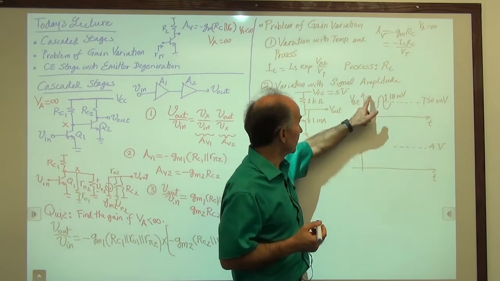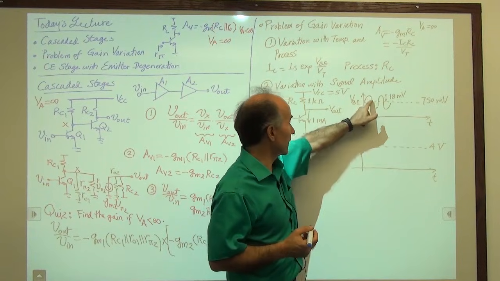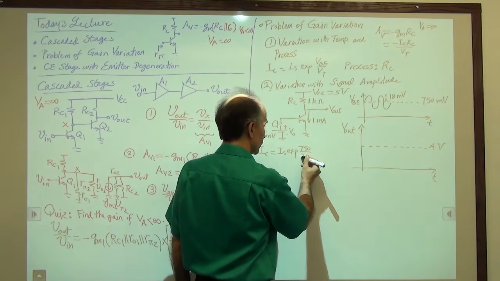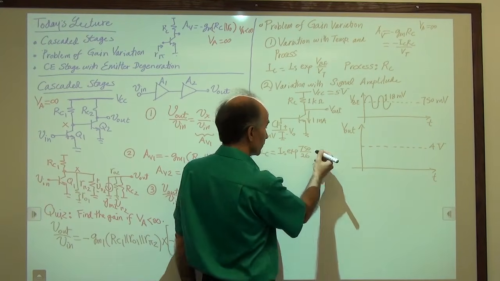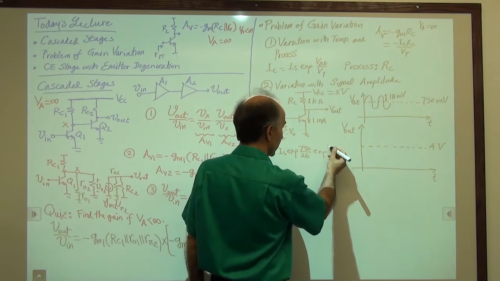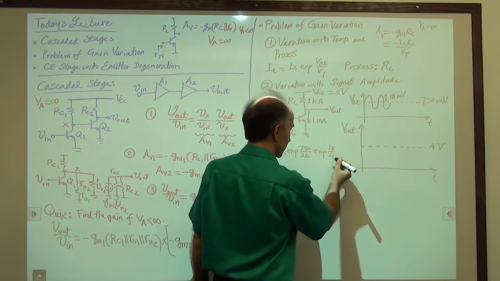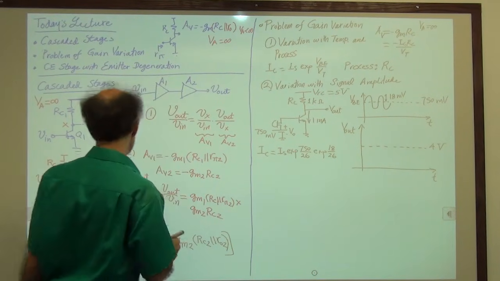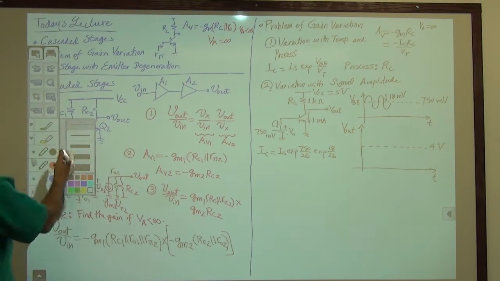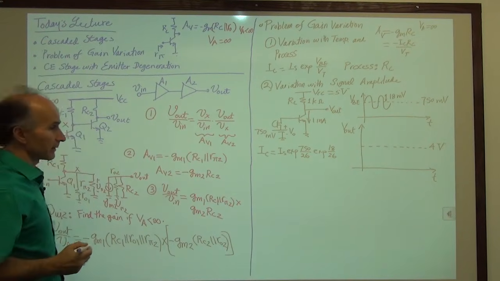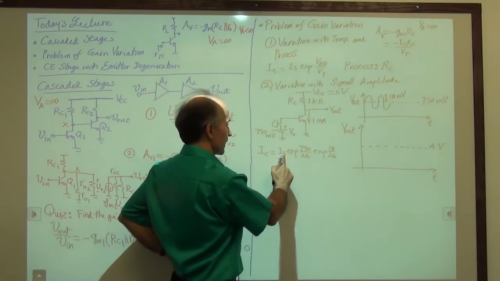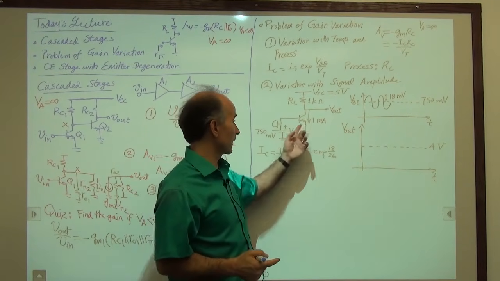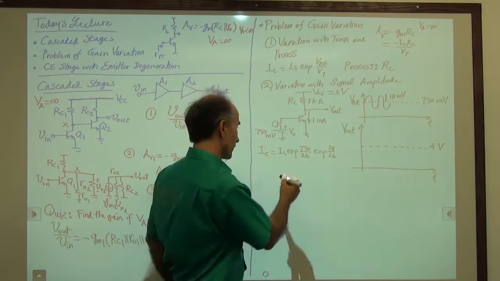VBE is how much up here? It is 750 plus 18. So I will write 750 divided by 26 VT times exp of 18 over 26. So far so good, right? Okay, so let's change the color of our pen and see now what happens. How much is IS exp of 750 over 26? Well, that's the current that we have without a signal, when there's no signal, right? So this is 1 milliamp.